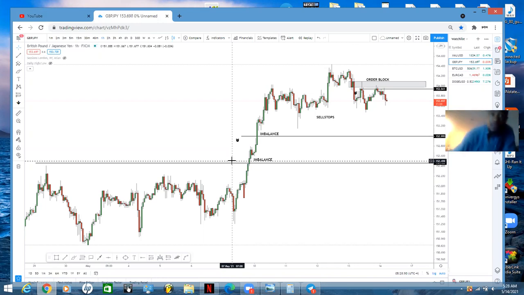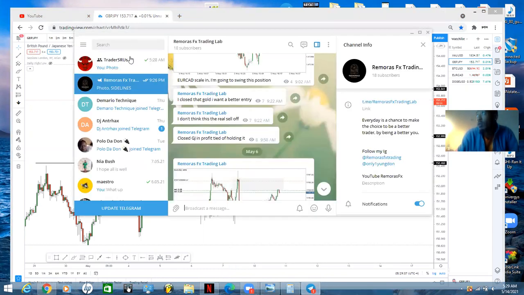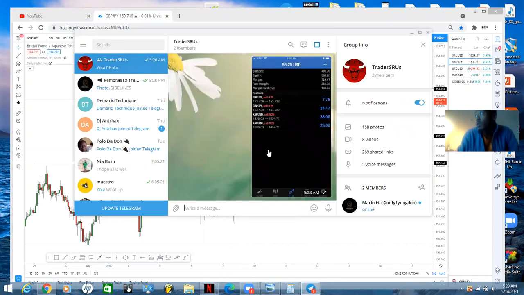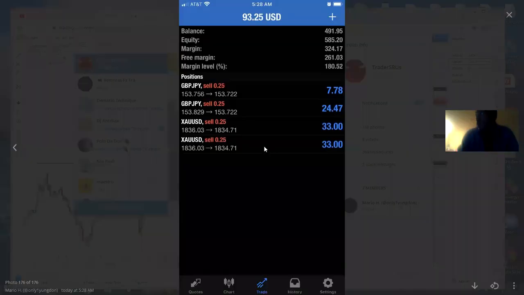Right now it's London session, like what, 5 in the morning? London session. Right now in GBPJPY shorts, gold shorts, live trades. Show my little screenshot I just posted. That's a screenshot of the trades I'm in right here. So I'm in two positions on GBPJPY, and I'm in two positions on gold.